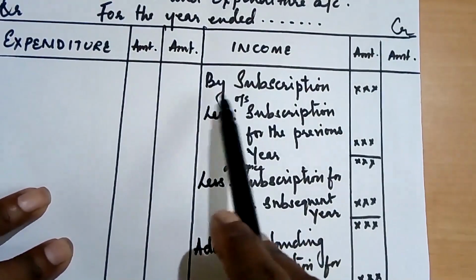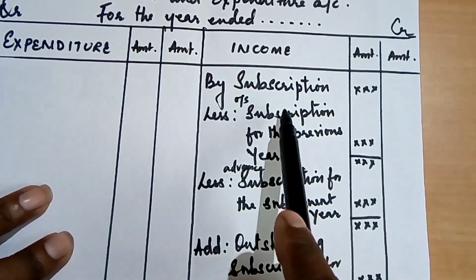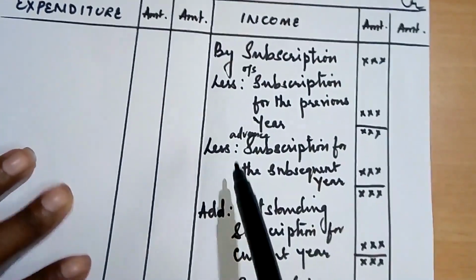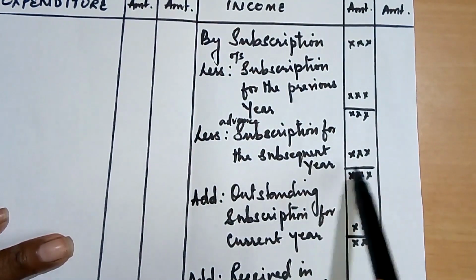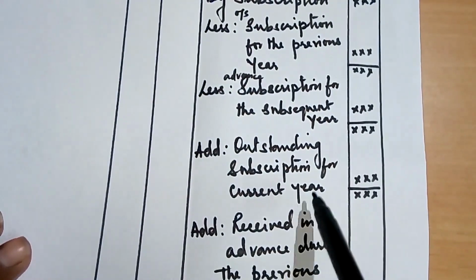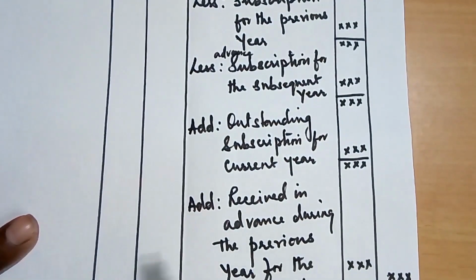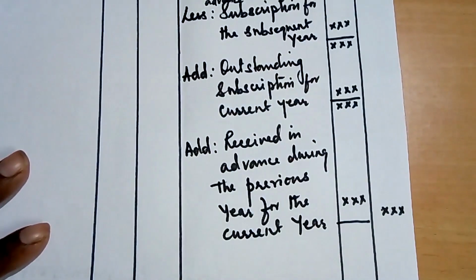So this is the subscription of this current year. Then you less the outstanding subscription of the previous year, which does not belong to this current year. So you minus it out. Then the advance subscription of the next year, which is going to come, that year's amount you have already received. So you minus it. Now this particular year's subscription is outstanding. So what will you do? You add. And this year's subscription you have received last year. So what will you do? You add. And then you get the final subscription amount.